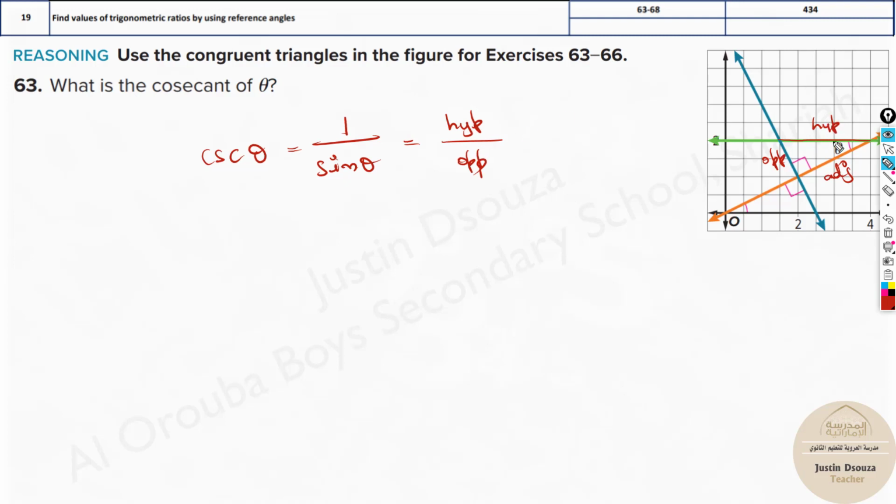Now how do we know the measure? First, let's look at the scale. Every two blocks over here is 1 unit. So this is 1, 2, there's 3 here, and so on. Even over here it's 1, 2, and so on. So hypotenuse is required. We know this is 1 unit, and we have 2.5 units. So we can directly write hypotenuse is 2.5 units.